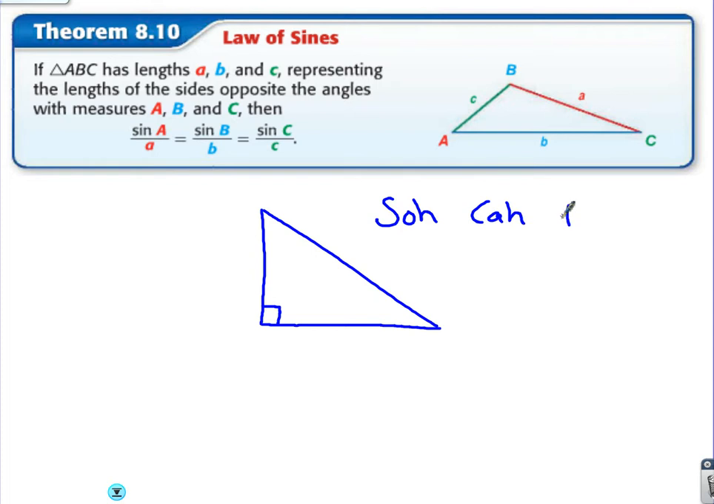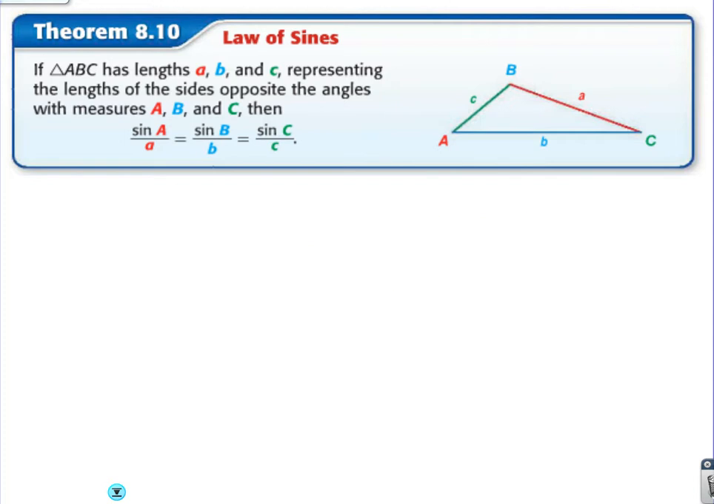sine, cosine, and tangent. The sine is the ratio of the opposite side to the hypotenuse of a right triangle. The cosine is the ratio of the adjacent side to the hypotenuse of a right triangle. The tangent is the ratio of the opposite to adjacent side of a right triangle. But what if we don't have a right triangle? That's where these last two laws that we're going to go over come into play. We have the law of sines and the law of cosines.